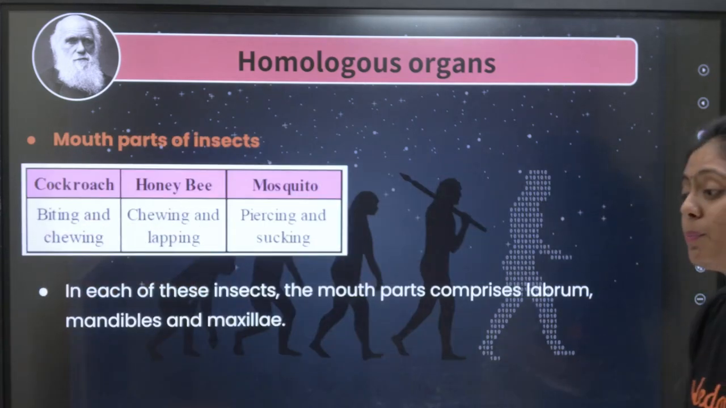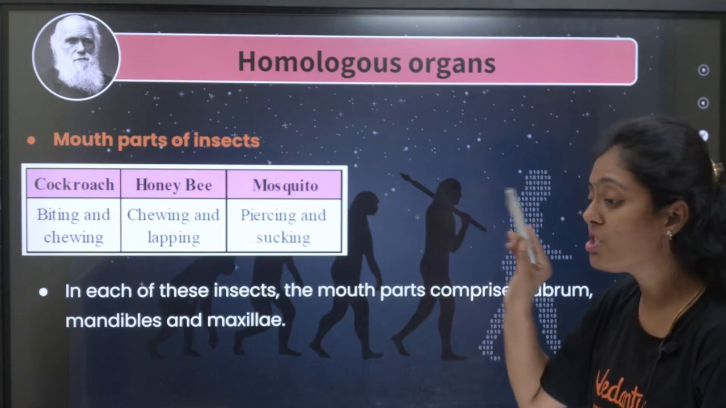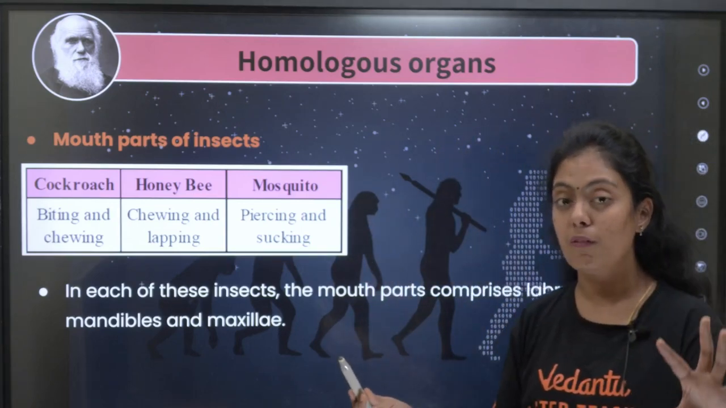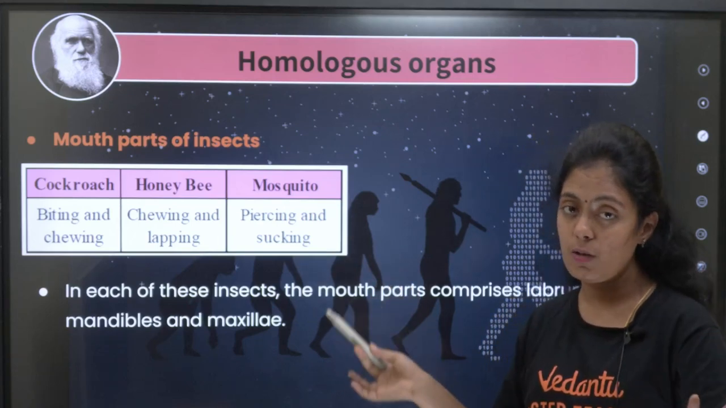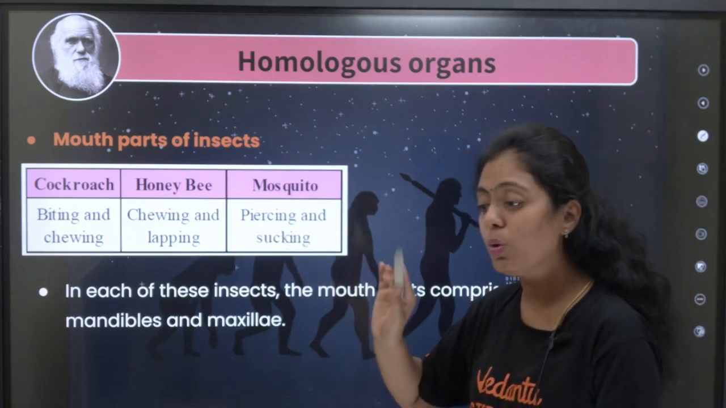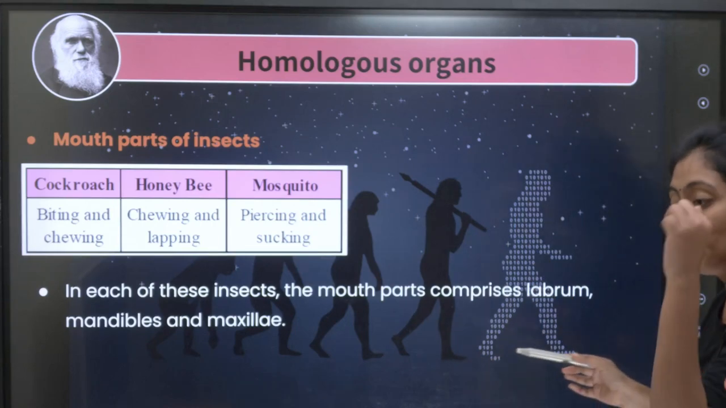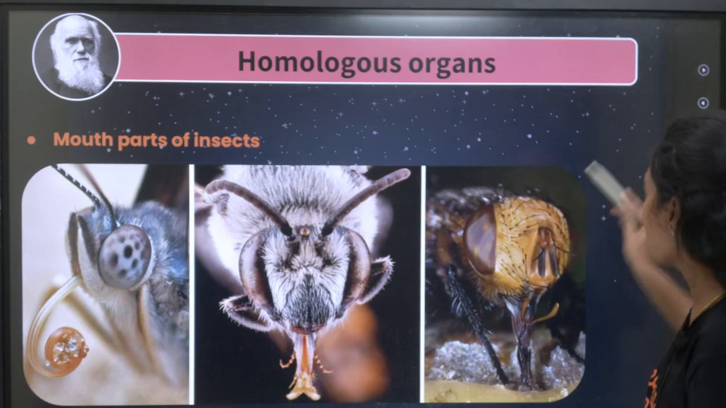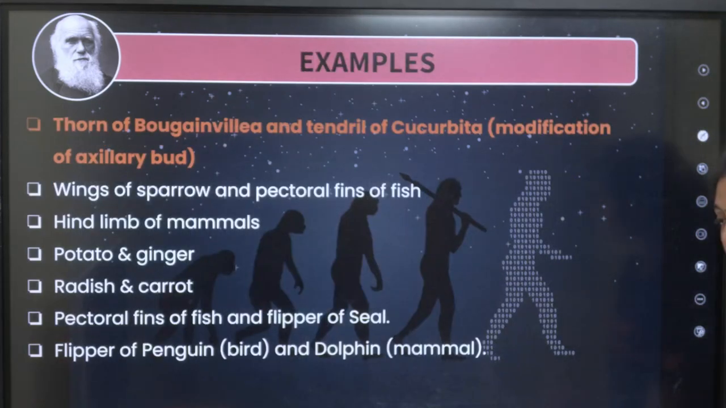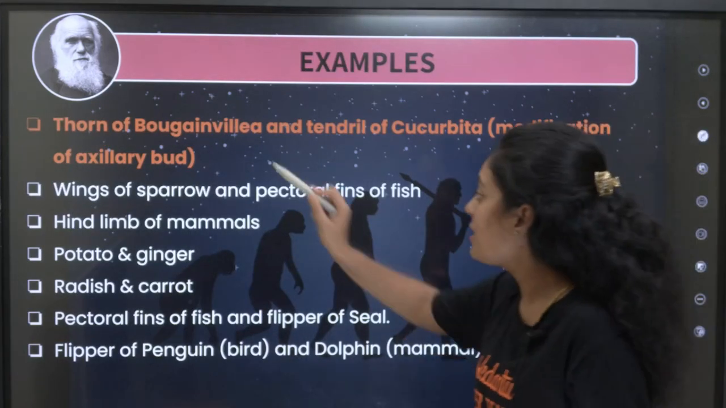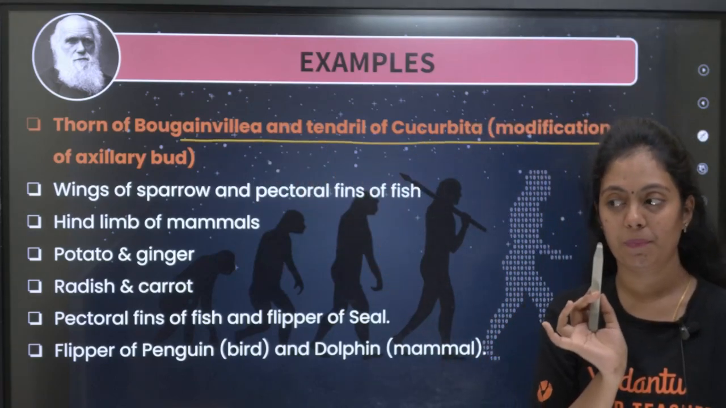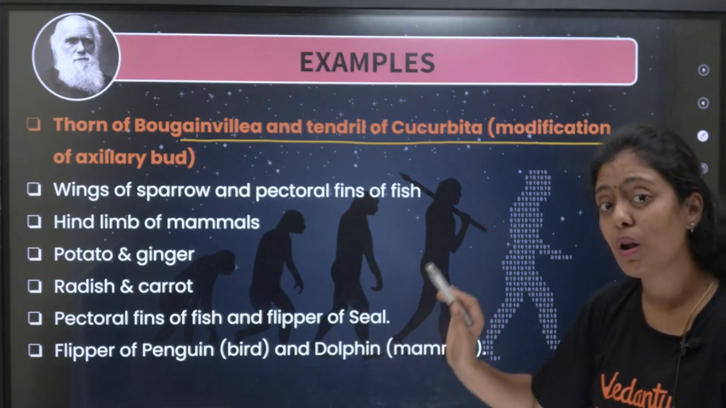Then you have the mouth parts of insects. In cockroach, the mouth part is used for biting and chewing. This is extra information, but it's always better to know this. If you remember it, you can write this. Honeybee chewing and lapping, mosquito piercing and sucking. Then the mouth parts of insects are all examples of homologous organs. Another example is thorns of bougainvillea and tendril of cucurbita. They are also very good examples of homologous organs.